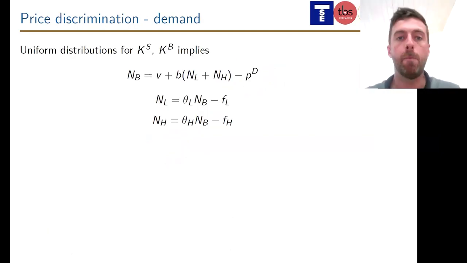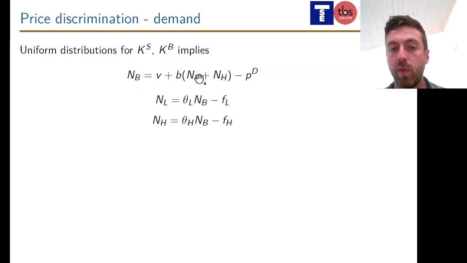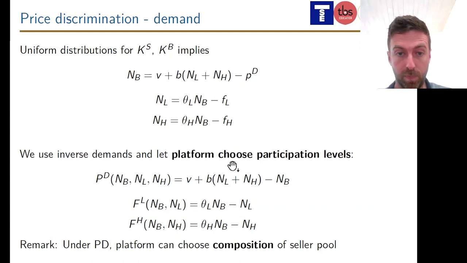Okay, so now what happens under price discrimination? Given the uniform distribution, we have a demand participation level for buyers as a function of the number of low-type sellers and high-type sellers that are on the platform. And you also have a participation of the low type and a participation of the high type as a function of the fees that they have to pay. Again, we're going to invert the system and get the inverse demands. So this is going to be the price for the buyers. And now there's going to be a price for the low-type seller and a price for the high-type sellers.